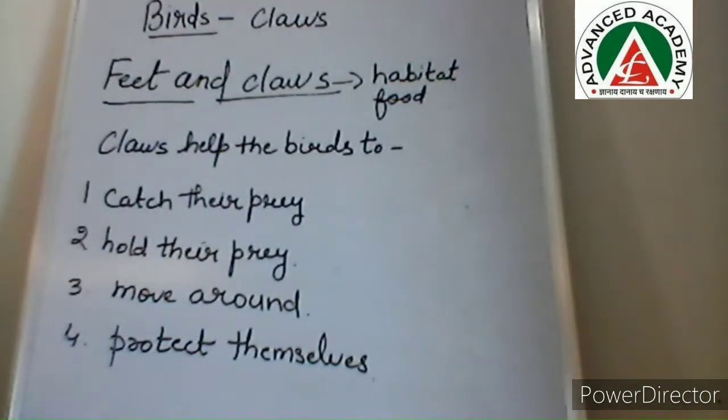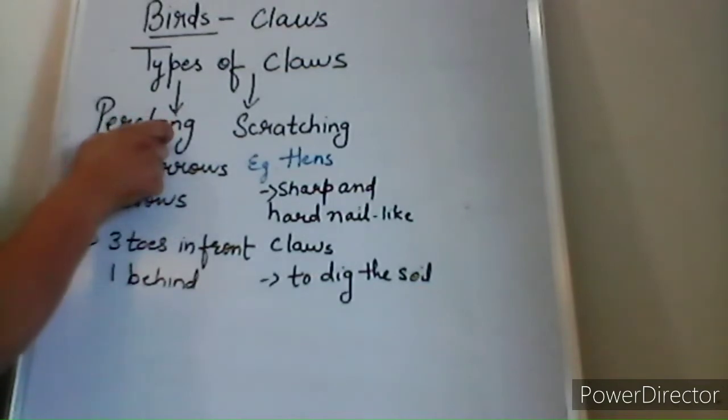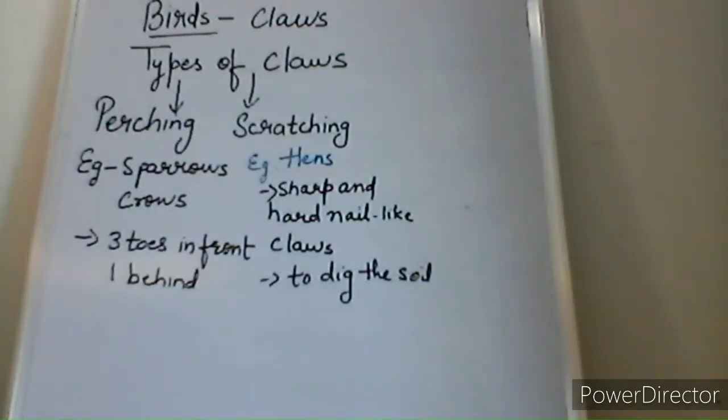Now we are going to understand about different types of claws. Here I am going to explain first about perching and then scratching. We are going to understand about perching birds and scratching birds. Perching birds, for example sparrows and crows.